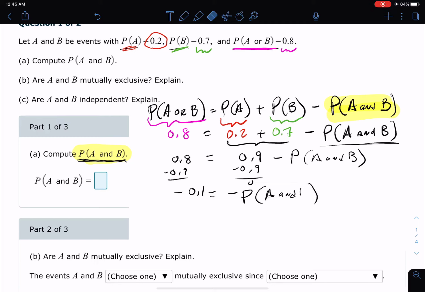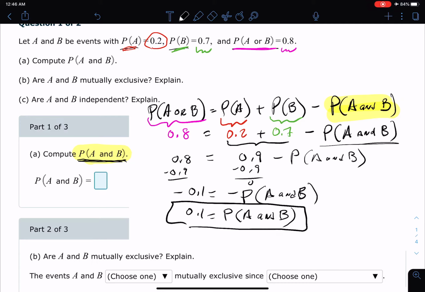Try to make that B a little nicer. Probability of A and B. So notice they're negated. So we multiply both sides by negative, and you can show that or not, but when you multiply both sides by negative, it just changes those signs, and we get the probability of A and B equals 0.1. So that's the answer.